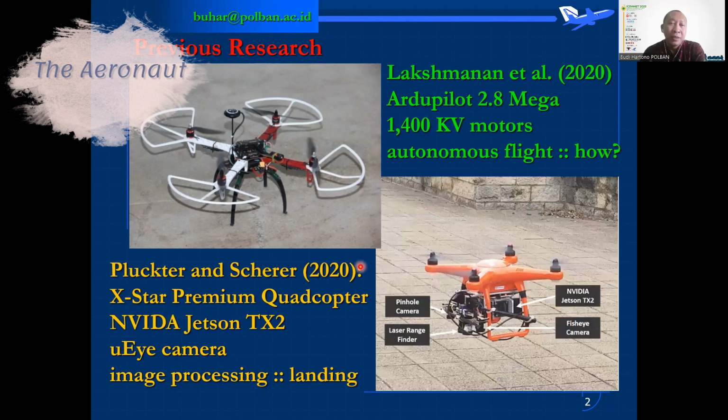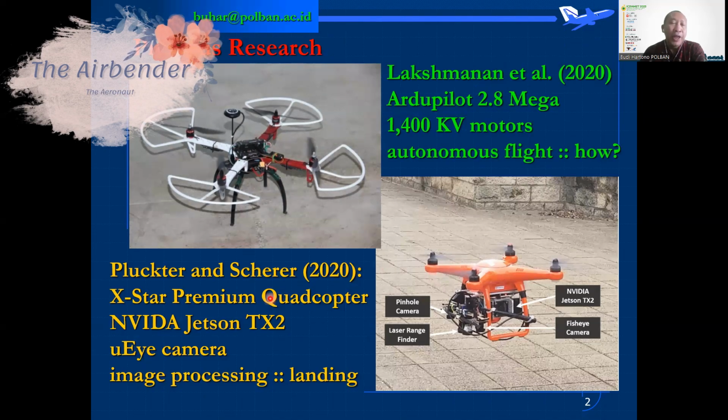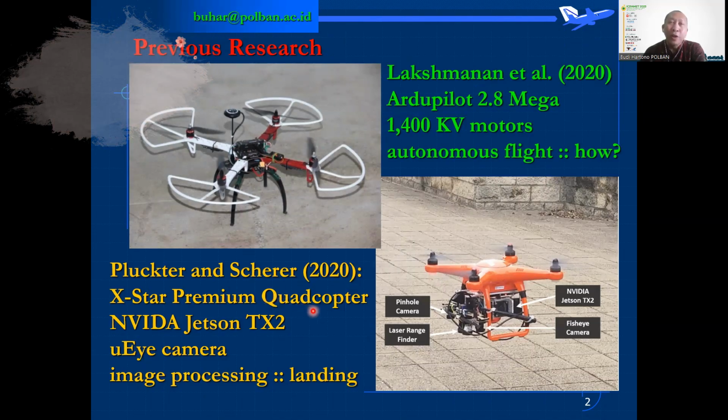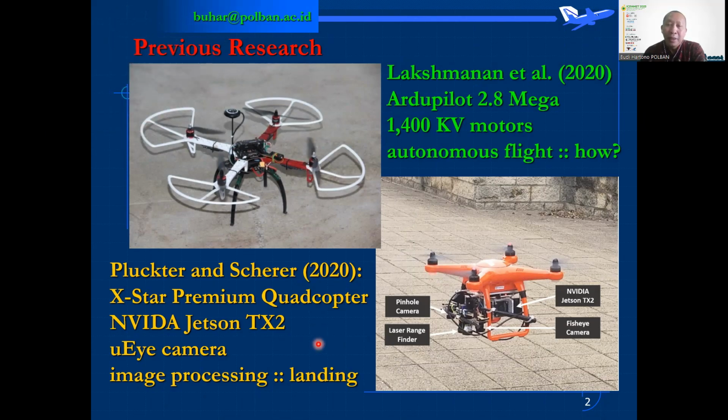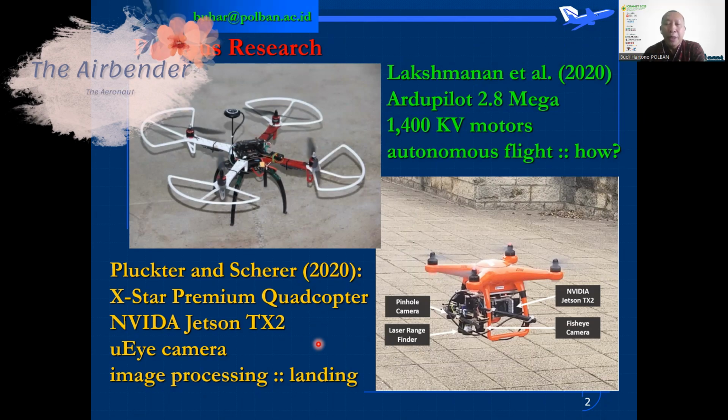Other researchers, Plachter and Scherer in 2020, employed an X-Star Premium Quadcopter with an NVIDIA Jetson TX2 supercomputer on a module. They used 2 UI cameras for image processing purposes. The quadcopter took off with a pilot and landed according to the takeoff paths.